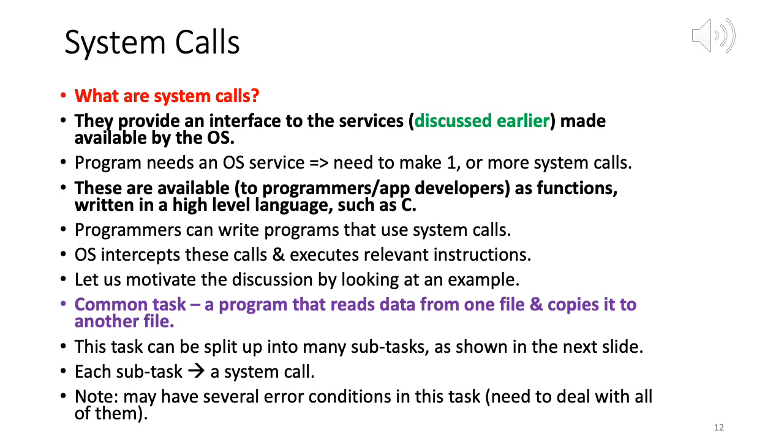These system calls are available to programmers and app developers as functions written in a high-level language such as C. We know that it's most difficult to work in binary, a bit less difficult to work in assembly, and much easier to work in C. Well, people will say that as compared to C, it's much easier to work in Python, right? But the OS is implemented in C, so we need that. So these system calls are available to programmers and app developers as functions which are written in a high-level language such as C.